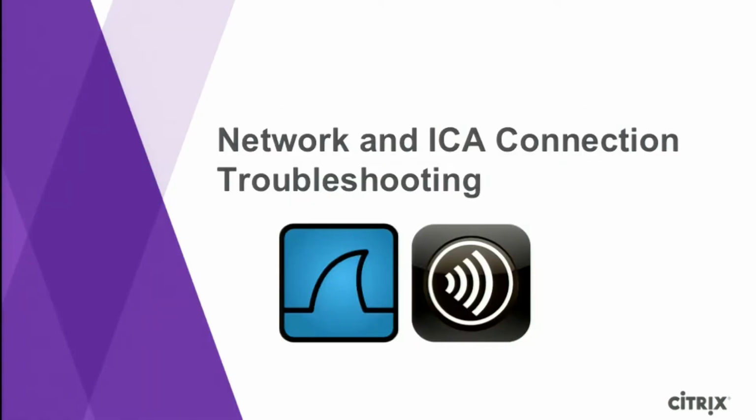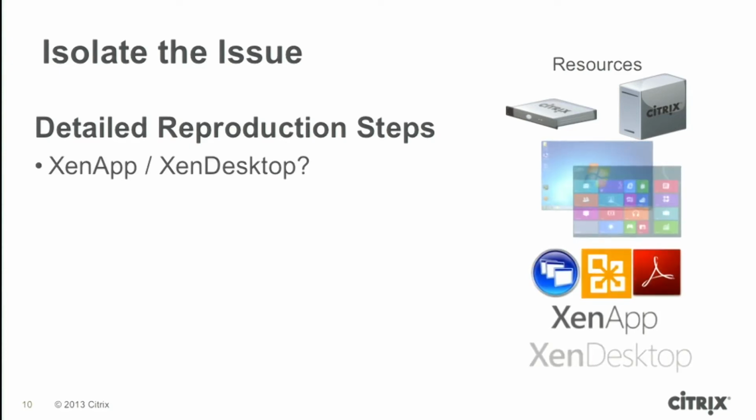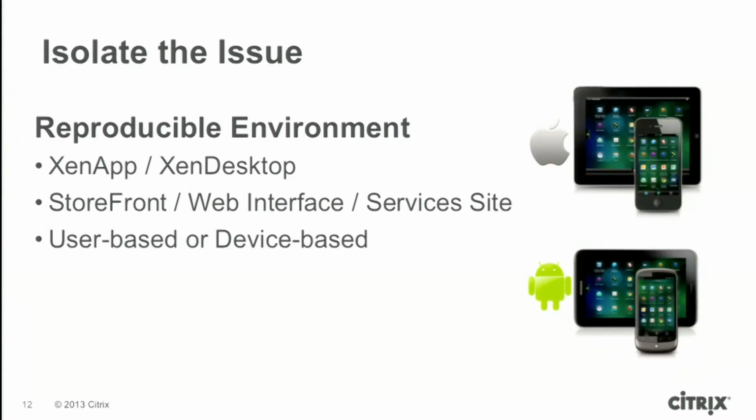So let's get started with network and ICA troubleshooting. It is a common practice when identifying an issue to isolate the problem to a specific scenario. Does the issue occur for XenApp or XenDesktop connections? Is there a difference if the user connects from a StoreFront, Web Interface, or Services site? Is the issue occurring for a specific user base or only certain devices? And how often does the issue occur? Every time, 1 out of 10 times, maybe only the second time?